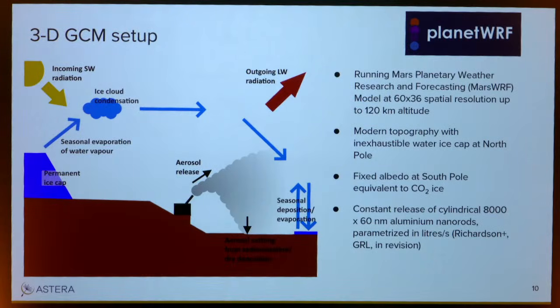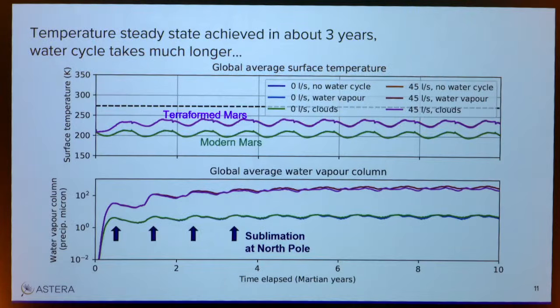For these nanorods, initially we simulate them using cylindrical 8,000 by 60 nanometer aluminium nanorods, for which we have optical constants and scattering properties from a paper that's currently in revision, but is actually available on arXiv as well. What we see is that as we start pumping these aerosols into the atmosphere, the temperature reaches a steady state after about 3 or 4 years. So very quickly we start to get increased warming in the atmosphere. Now the water cycle takes a lot longer.